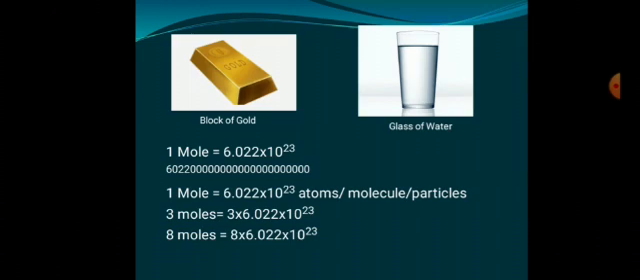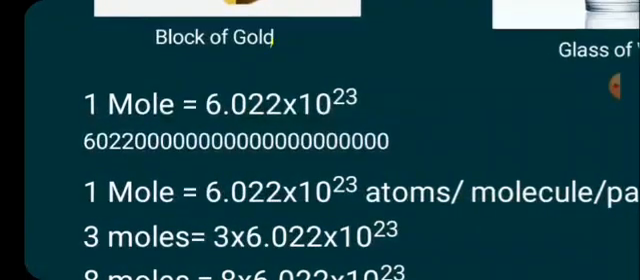What does it mean? It is very easy. 1 mole of anything has 6.022 times 10 raised to 23 atoms or molecules or particles present inside it. Isn't this number huge? Look at how big the number is. 1 mole of anything contains these many particles or atoms or molecules.